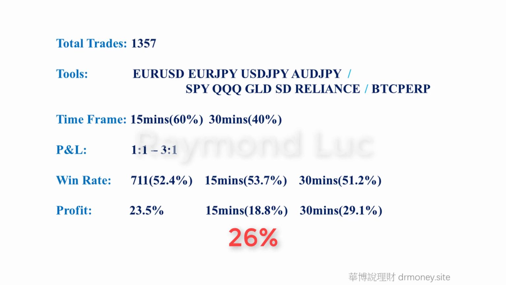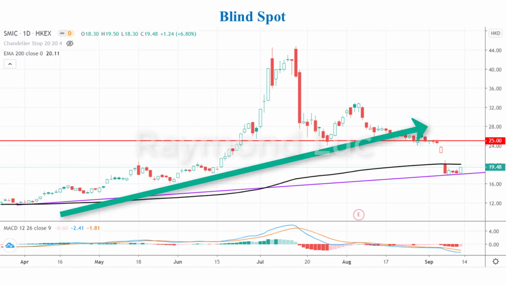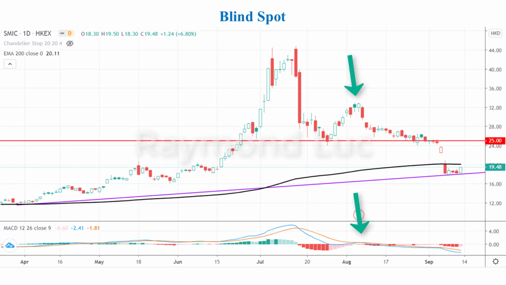Although the win rate and profit are good, you should notice this strategy also has blind spots. Here is an example. You can see the stock price rose sharply and then fell sharply in a short time. From the overall trend, it's still in an upward trend, since the price is greater than the EMA200 line. If you check the MACD, there is a buy signal. But you will find that the price is at its highest point when the signal is triggered. So this trading strategy is not suitable when prices fluctuate sharply in a short period.